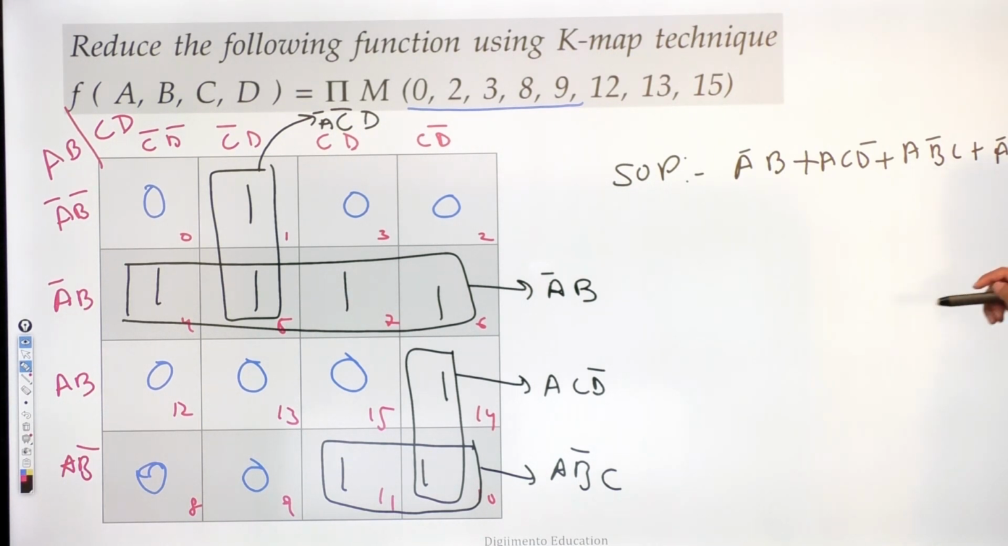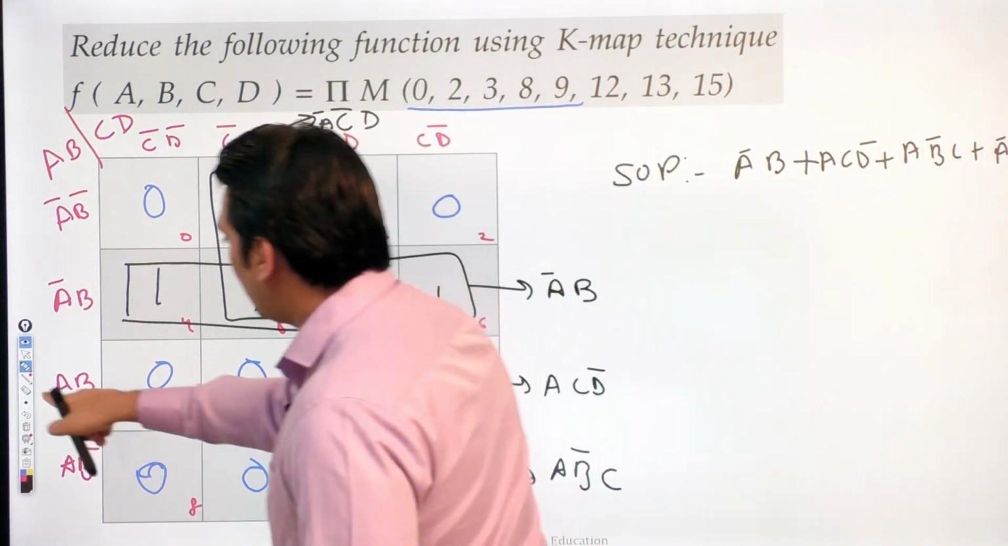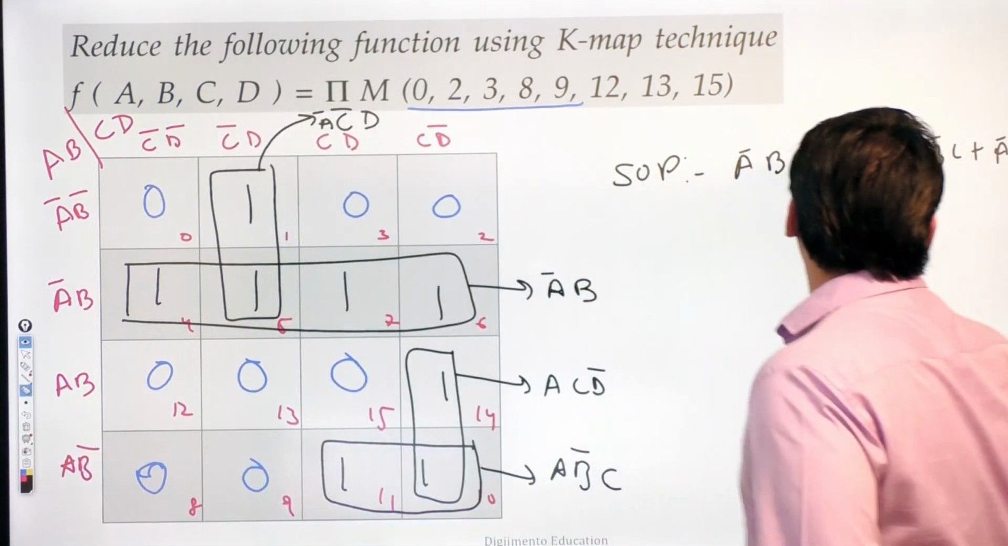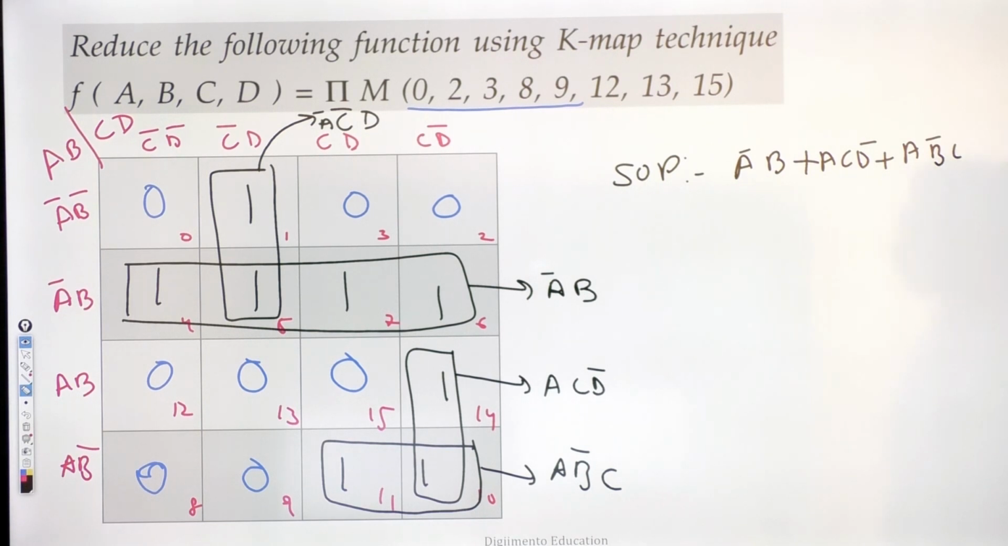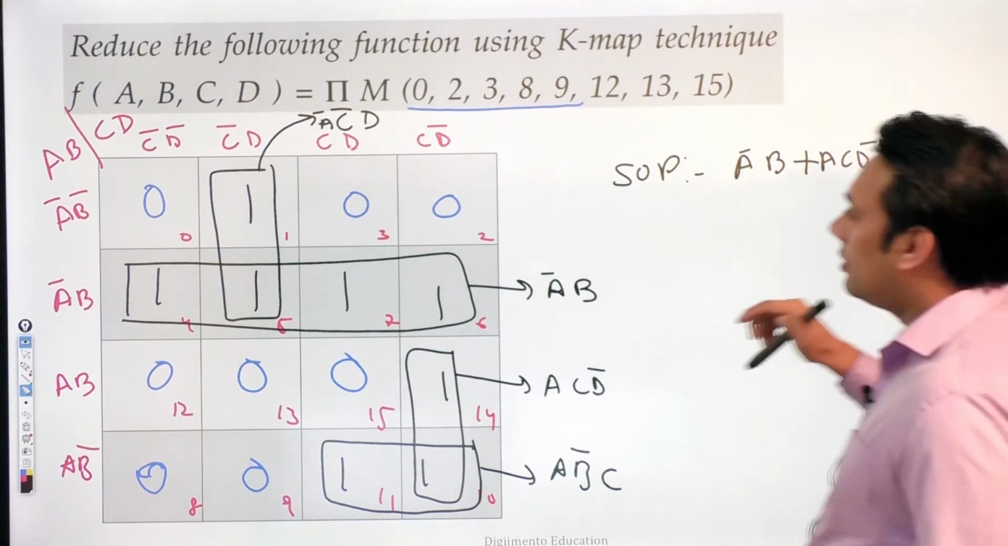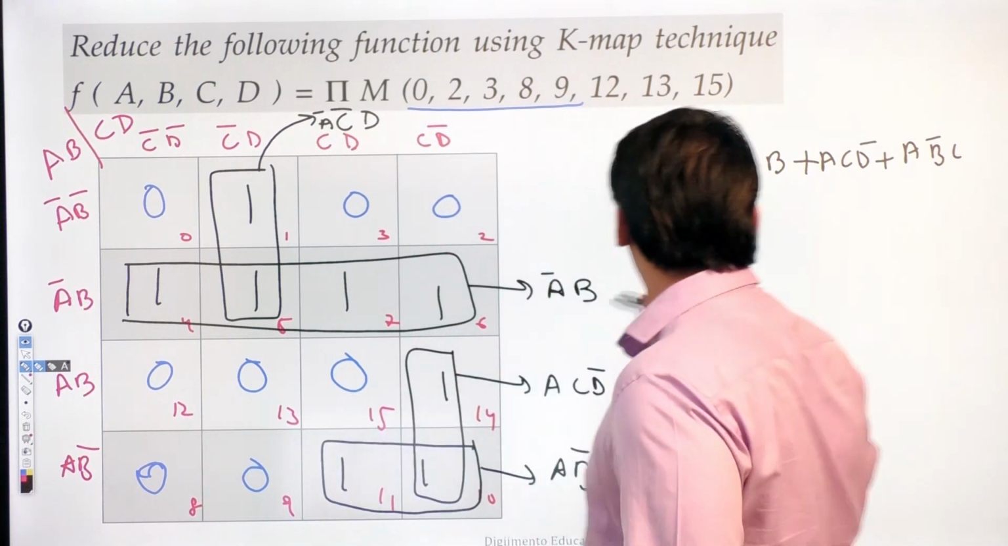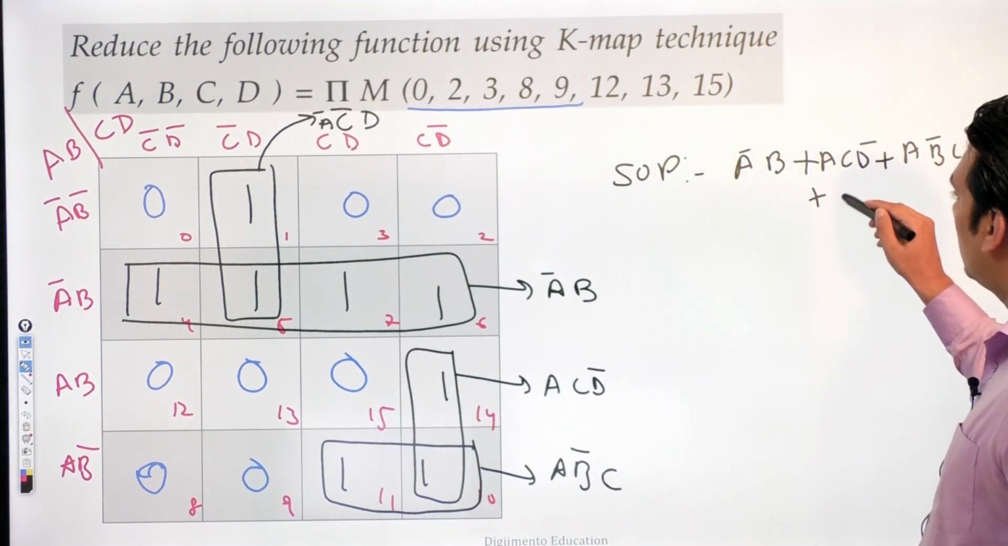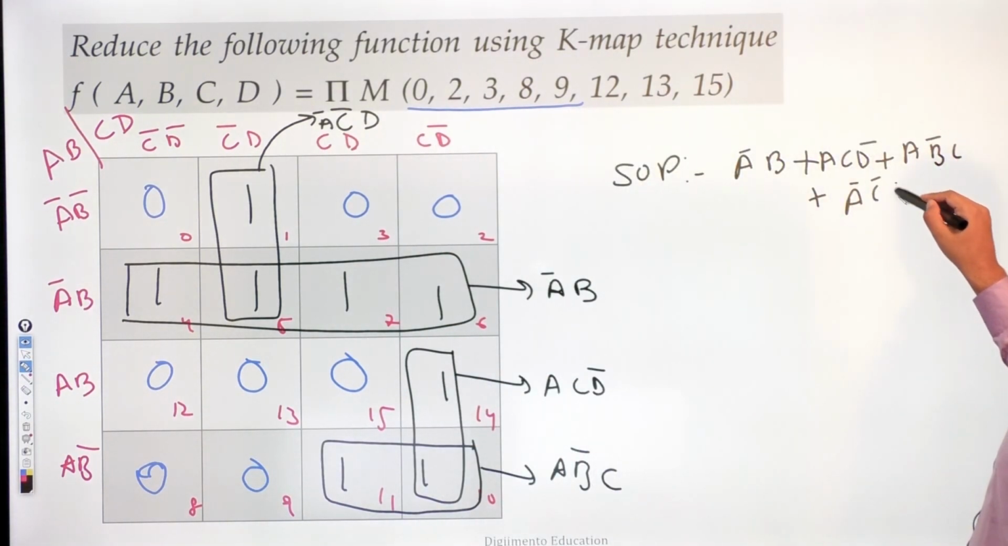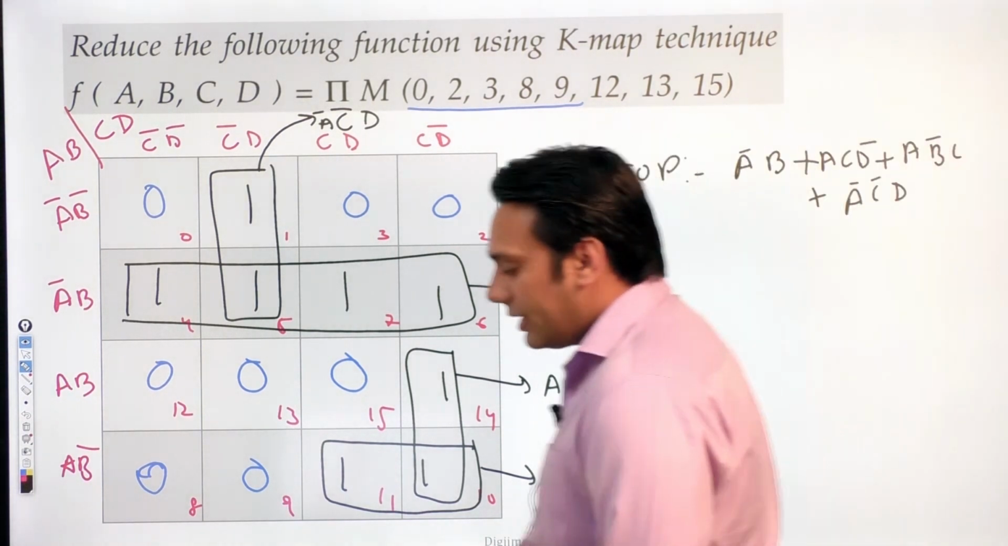I think the last portion is not visible. Let me write it down again. So till this part it is visible. The last one here was A complement, C complement and D. So this is your SOP expression.